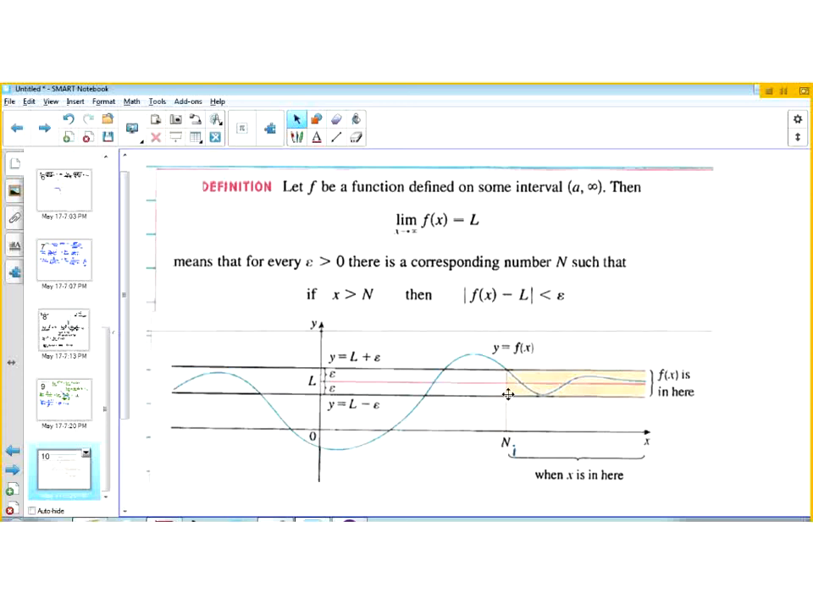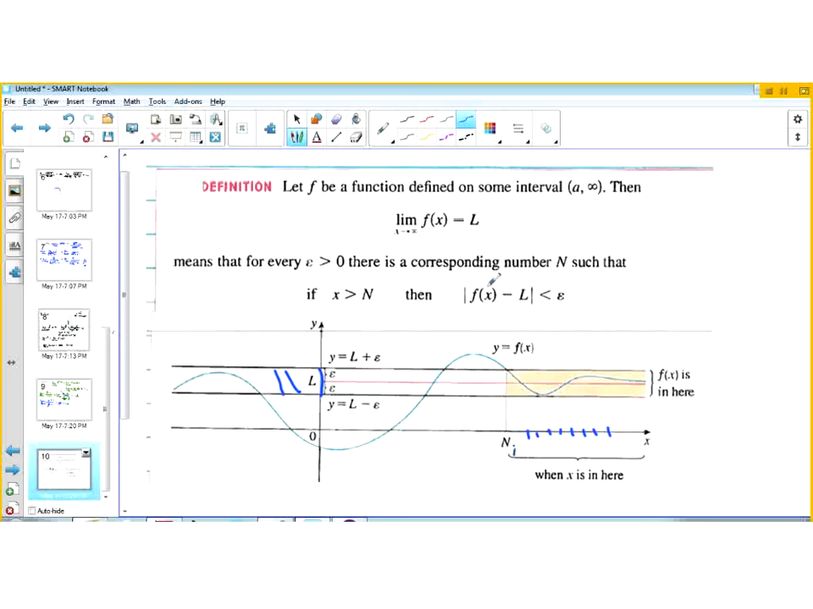You choose some number n, and if x goes very, very large, in other words, if x exceeds n, then the output for these values of x, you choose any value of x bigger than n, and then you plug it into your function, the output of the function will be within this band defined by L plus epsilon, L minus epsilon. You see this strip right here? The output is going to fall somewhere in this range, provided that x is bigger than this big N.